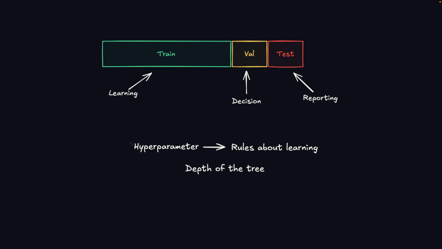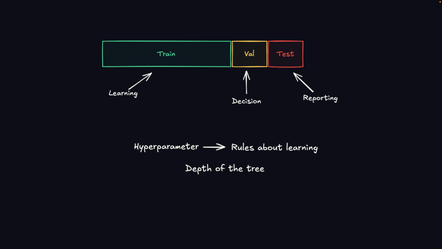Let's also recap what hyperparameter means. Hyperparameters are basically rules about learning. They set constraints for the learning, and they are not learned from the data. They are set upfront during the model training. In the case of a decision tree, the depth of the tree is one example of a hyperparameter. If we specify the depth of the tree, then the learning process has to work within that constraint. If we set the depth to 3, it cannot grow its tree beyond 3 levels deep. So that is the constraint it has to work with.